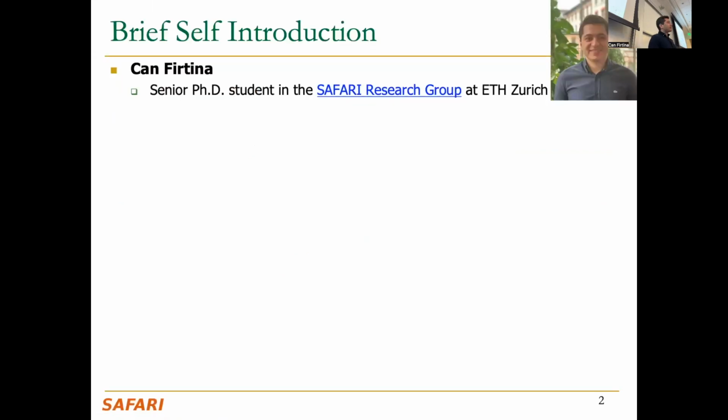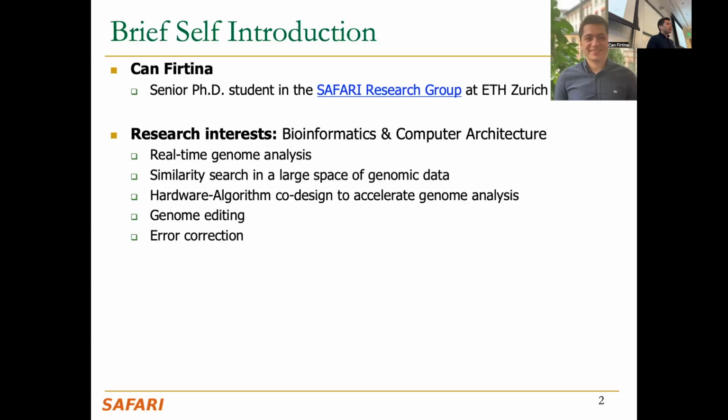Again, maybe a quick self-introduction of myself. I'm John. I'm a senior PhD student in the software research group at ETH Zurich. My research interests mainly lie in the intersection of designing algorithms and hardware for bioinformatics. I'm mainly interested in developing hardware and software for real-time genome analysis, sequence analysis, genome editing and error correction.